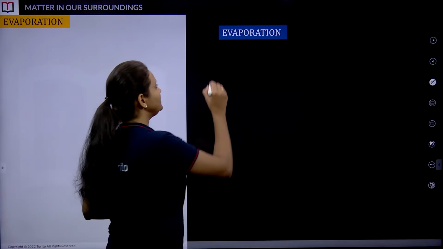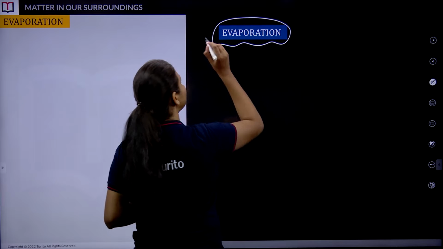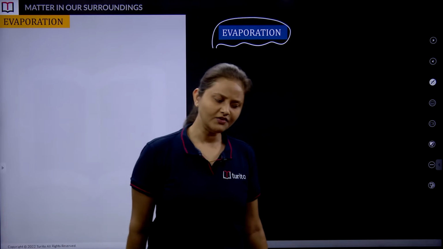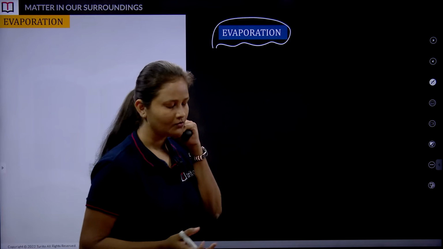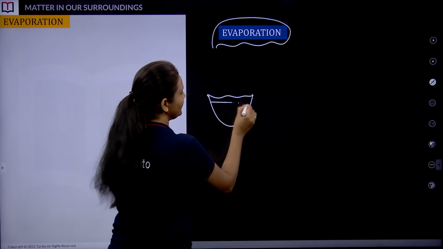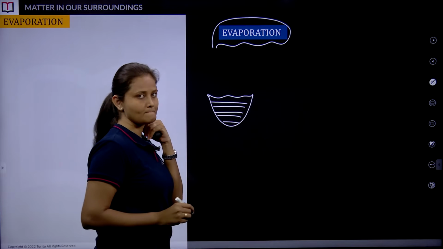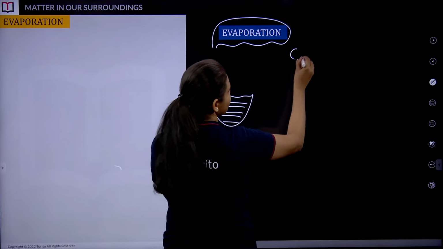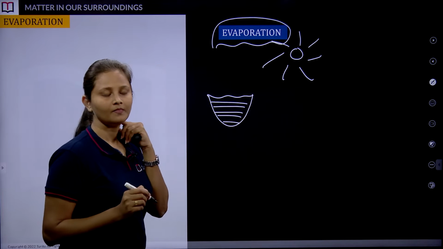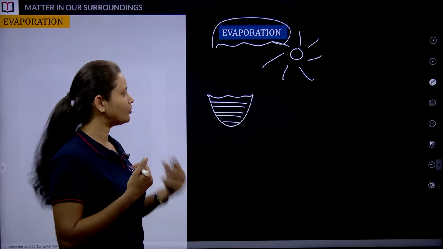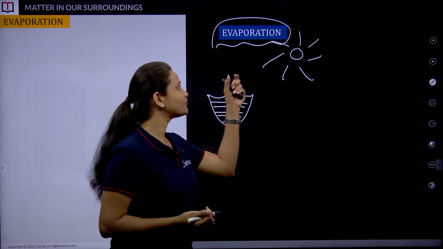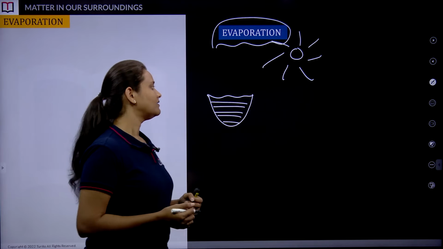So let's talk about the phenomenon called evaporation. What is this? Evaporation. Students, if I'm asking you to take a bowl, and I'm asking you to do this experiment and add 1 glass of water in this bowl, and keep this water under sunlight for a few hours. It's a little activity you can do, you must have observed it too. We are going to cover the daily life application of evaporation, but before that, let's complete this activity.